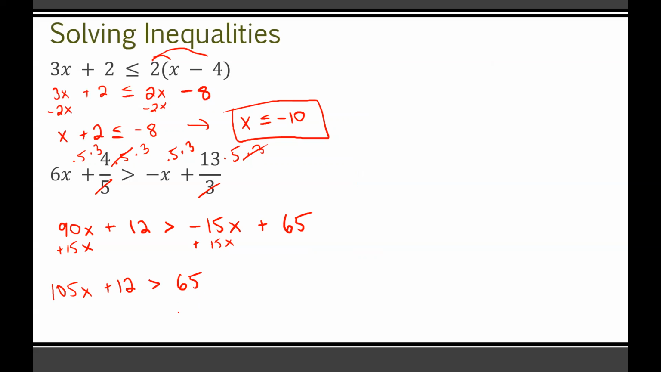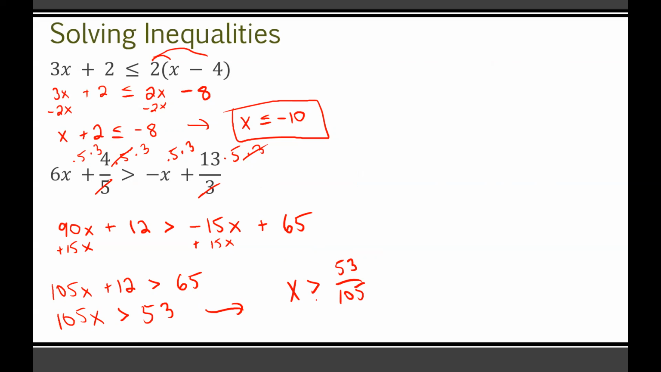The next thing I want to do is move this 12 over so we can get x more by itself. So if I minus 12 on both sides, I have 105x is greater than 65 minus 12, which is 53. And then we have to divide both sides by 105 to get x totally by itself. So this is going to be kind of a crazy answer. X is greater than 53 over 105.